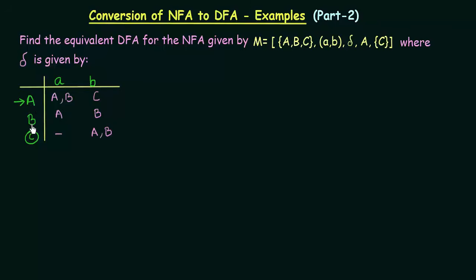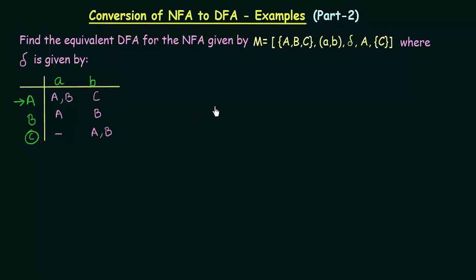We have 3 states A, B, C. A on getting input a goes to both A and B. A on getting input b goes to C. B on getting a goes to A, and B on getting input b goes to B. And C on getting input a goes nowhere. That means it has no move, it goes to phi. And C on getting input b goes to states A and B. Here A is the initial state, that's why I have given this arrow, and C is the final state, that is why I have given this circle around it.